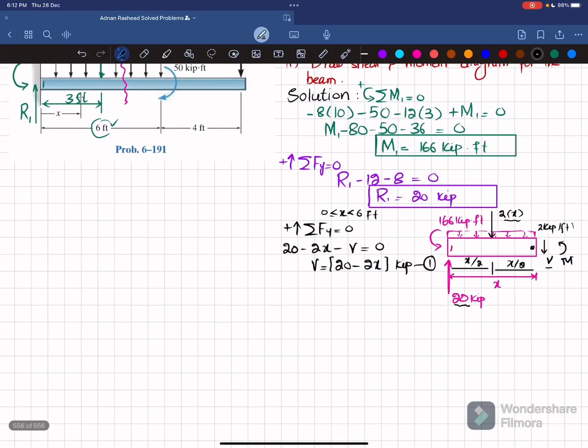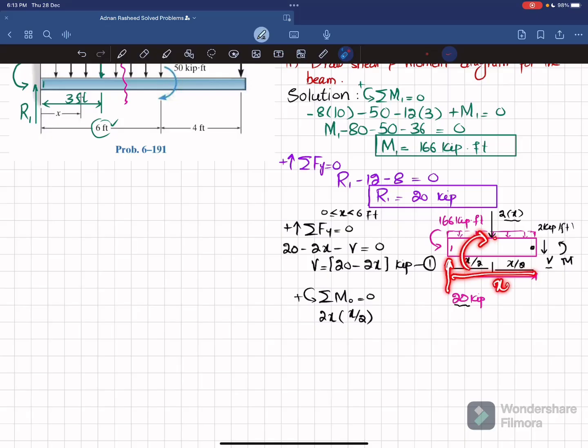Now we will find the moment by using the equation of equilibrium, that the sum of all moments about point O is equal to 0, taking the counterclockwise moment as positive. About point O, the first moment is due to this 2x, and the perpendicular distance is x by 2, and this is producing a clockwise moment, so it will be positive. So I will write 2x into x by 2. The second moment is due to this 20 kips load, with perpendicular distance x, and this is producing a clockwise moment, so it will be negative. So I will write minus 20 into x.